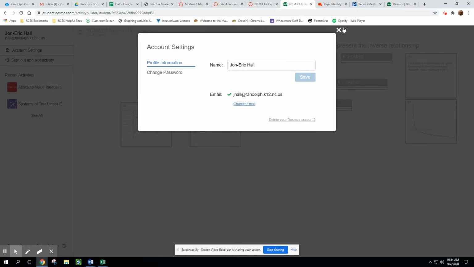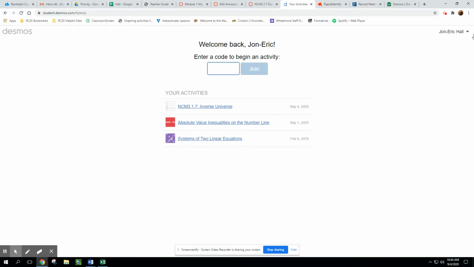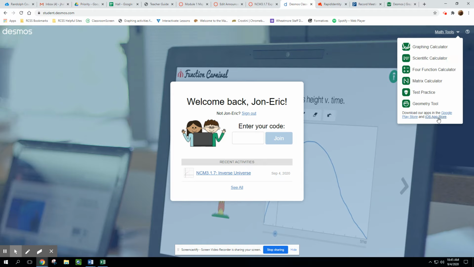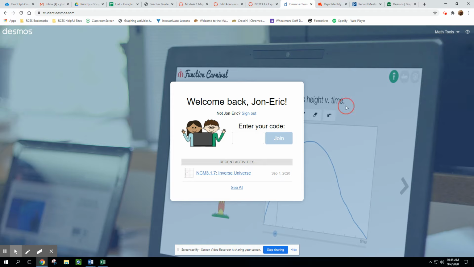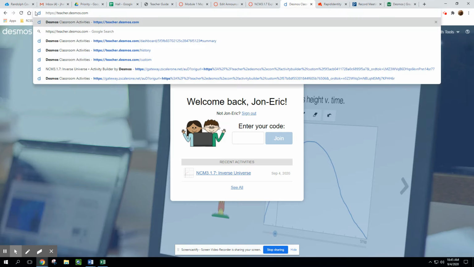I want to go back to my activities. I want to go back to my teacher dashboard if it's going to let me. It may not. Let's go. I'll have to change this. It's at student.desmos. There we go.